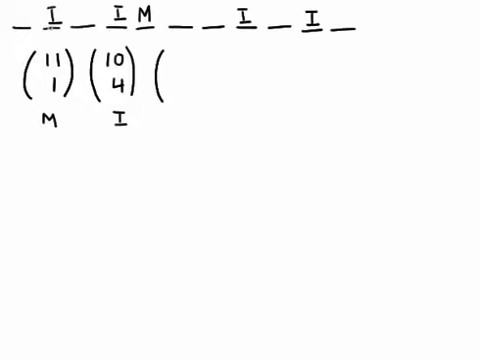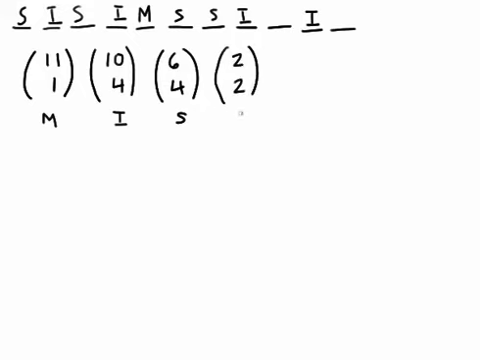We have 1, 2, 3, 4, 5, 6 positions left. We have 4 S's, so it's 6 choose 4 ways that we can insert the S's in here. 1, 2, 3, 4. And of course we have 2 positions left, and there are 2 P's, so it's 2 choose 2, which is of course just one way of putting in the remaining P's. Now the multiplication principle tells us to multiply these numbers together to count the number of ways that we could permute the letters in Mississippi.